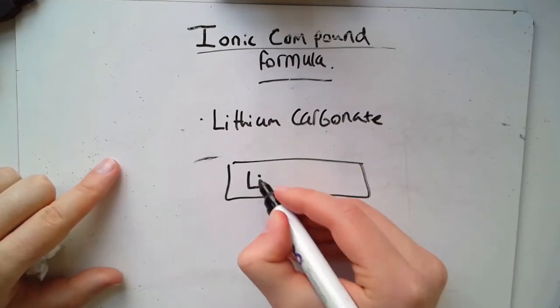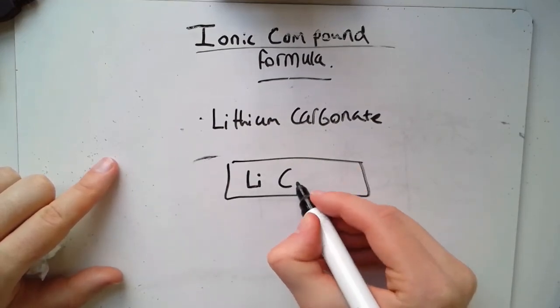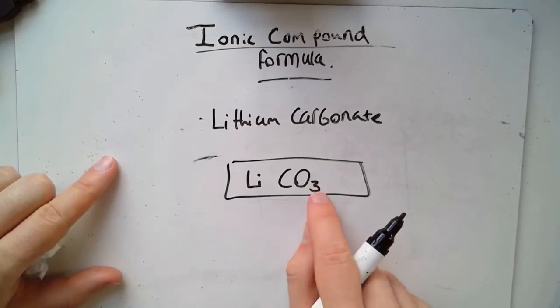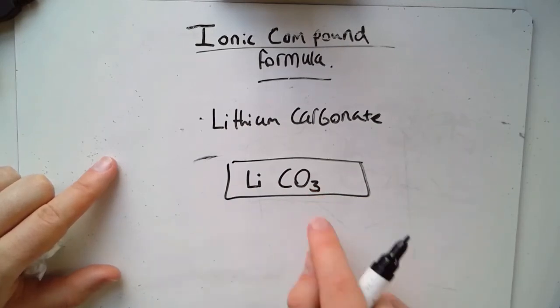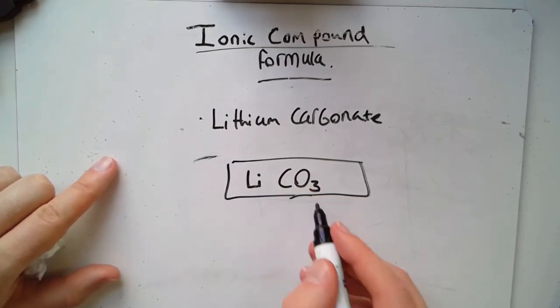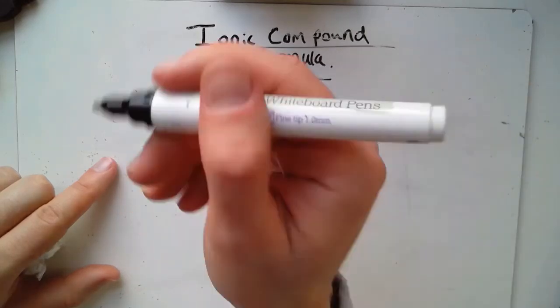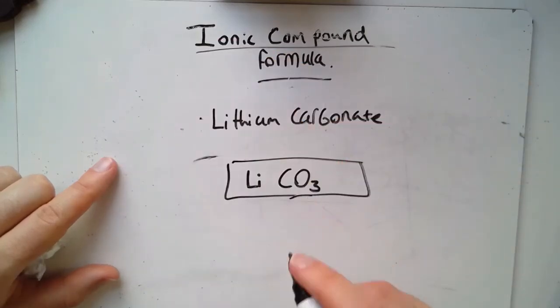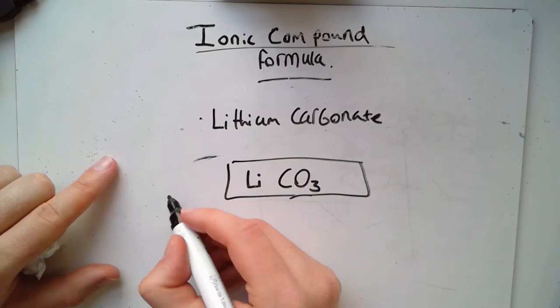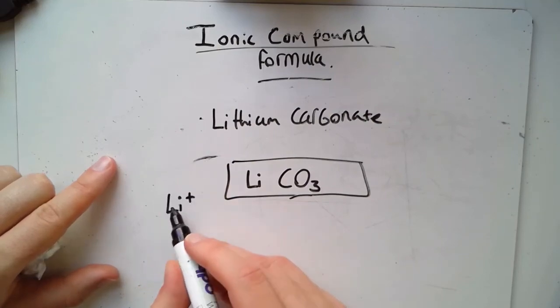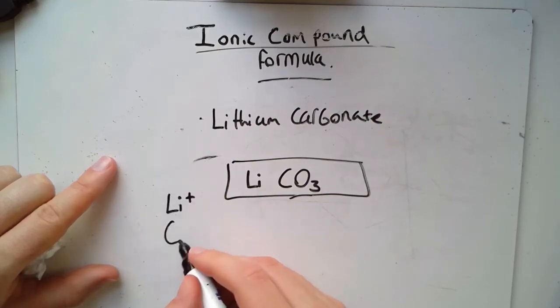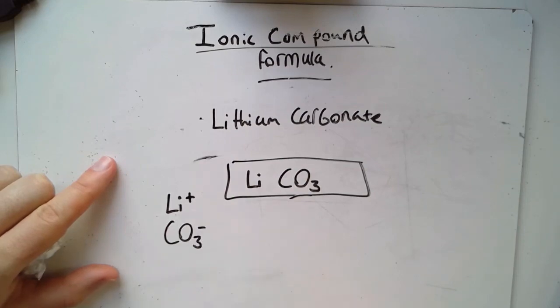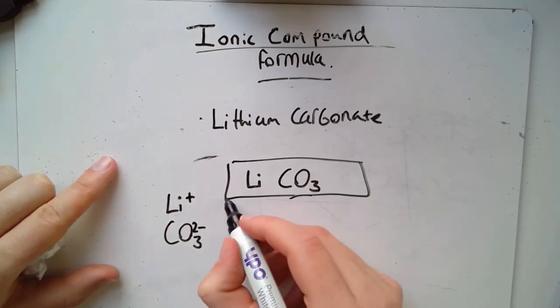So Li, CO3. If you're forgetting the formulas of these polyatomic ions, you need to go back and memorize them. I did them right at the start of this video. Okay, so the charge on a lithium ion, it's in group 1, so it's Li+. CO3 2- is the formula for a carbonate ion.